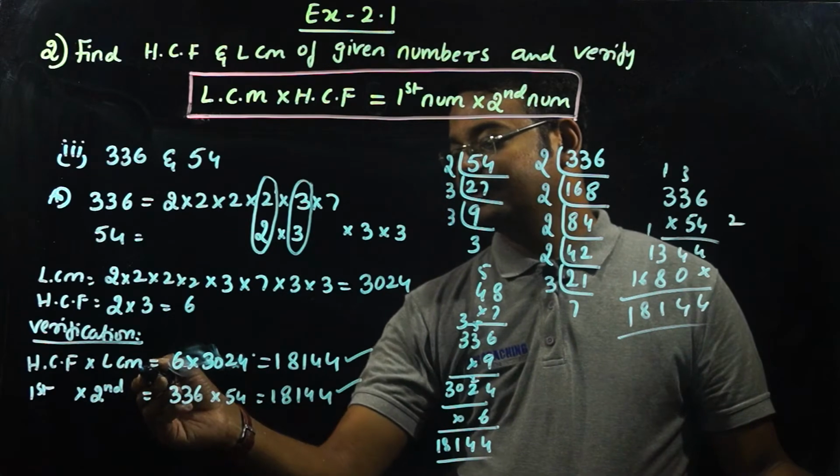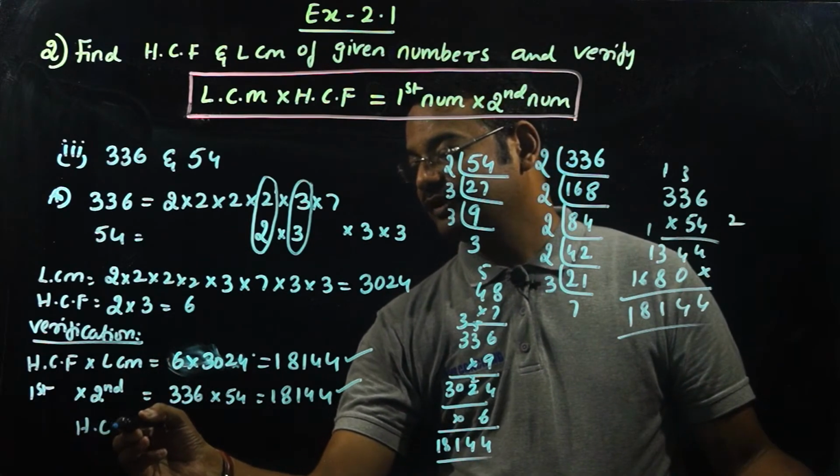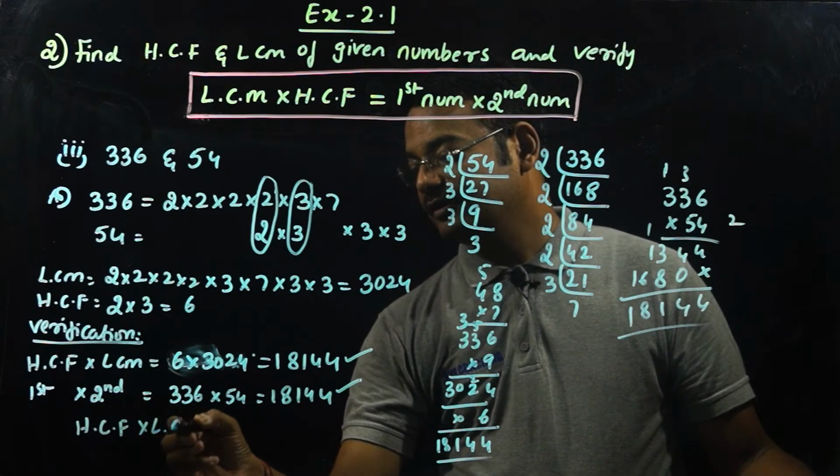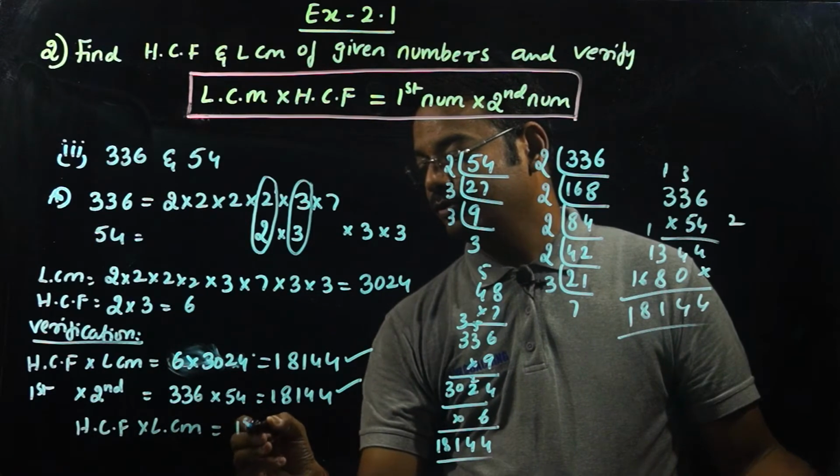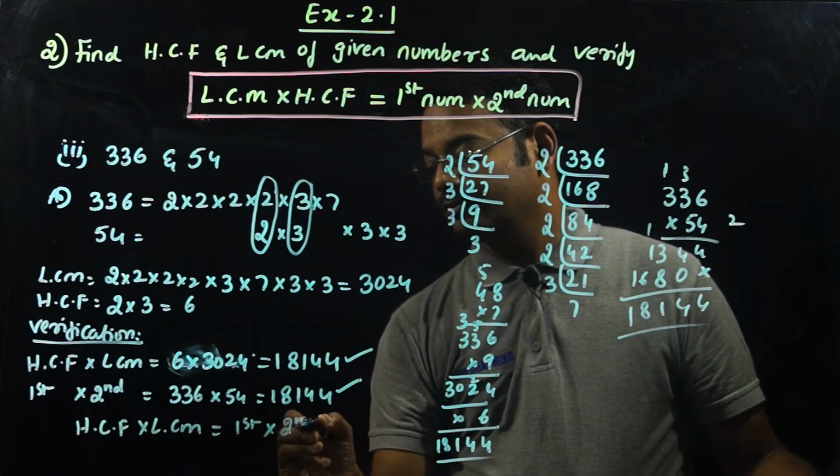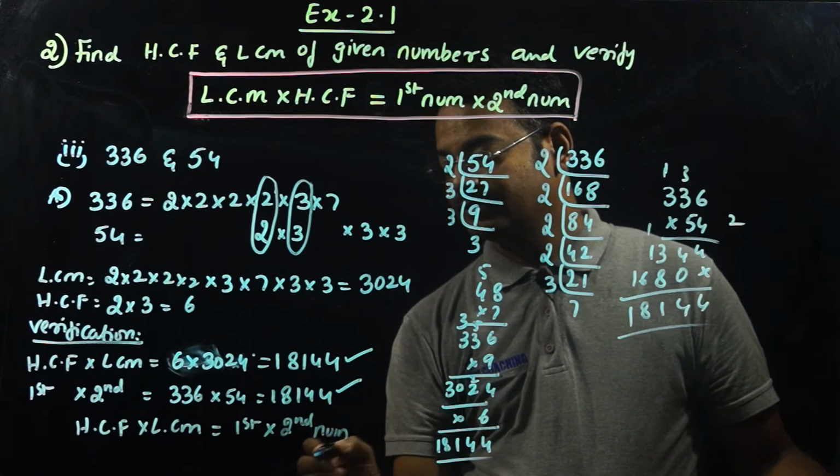So product of HCF and LCM is equal to first number into second number, verified.